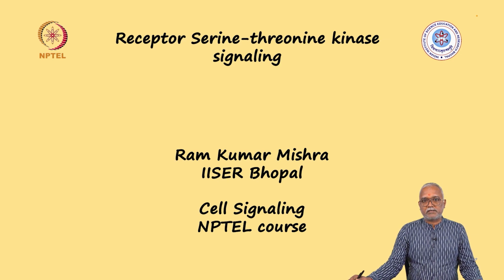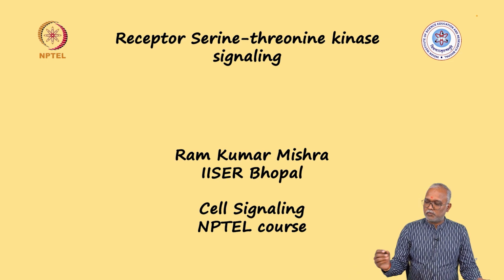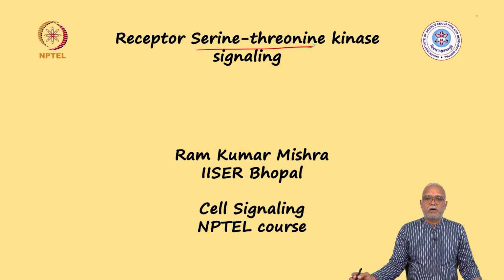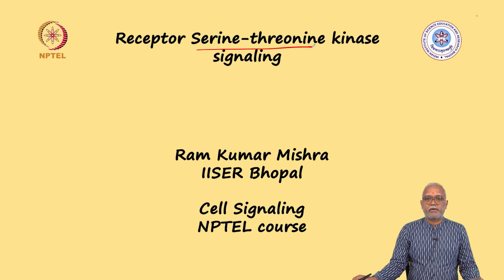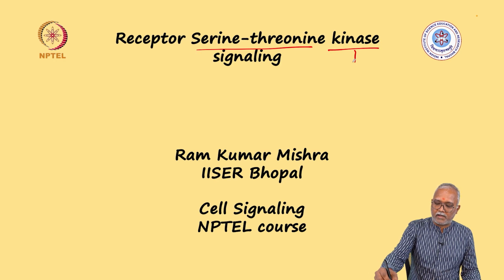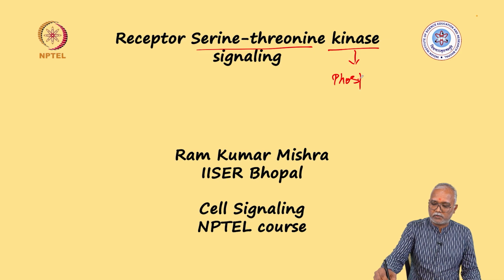We'll now discuss the next type of signaling mediated by the receptor having a specific activity towards serine and threonine. What it clearly suggests is that we'll have a receptor which will have the catalytic activity directed towards the serine-threonine, and this is an activity which is mediated by kinase. So it's a phosphorylation event which will be noticed over there.